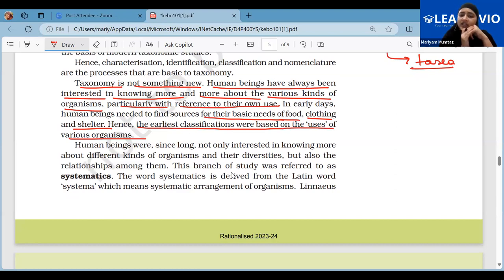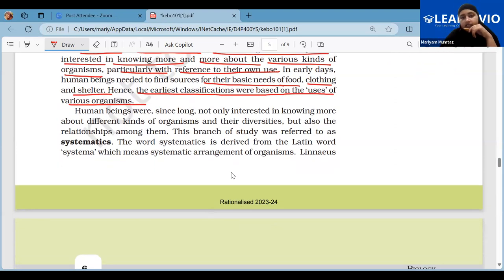But slowly, when education came, then we evolved the way that we studied things. Now, we are not just interested in what will be useful to us. We want to know in general how many organisms are there, what is their mechanism, how their body is like, everything we want to know. So when we talk about the different kinds of organisms and their diversity, diversity means how vast their population is. What are the different kinds? So this comes under the study that is known as systematics, meaning the systematic arrangement of organisms.